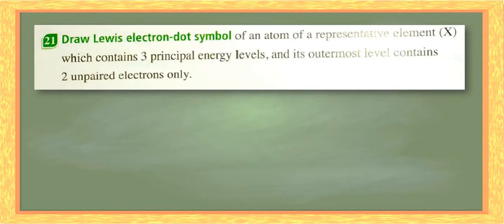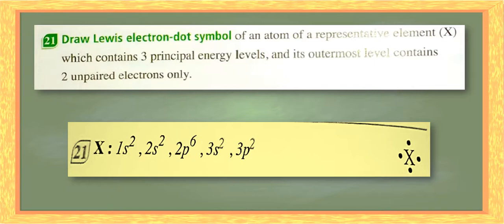Question 21 says: draw the Lewis electron dot symbol for an atom of a representative element X, which contains three principal energy levels and whose outer level contains two unpaired electrons only. We have three principal energy levels, so we have 1s2, 2s2, 2p6, then 3. Its outer level contains two unpaired electrons, so its electronic configuration will be 1s2, 2s2, 2p6, 3s2, 3p2.